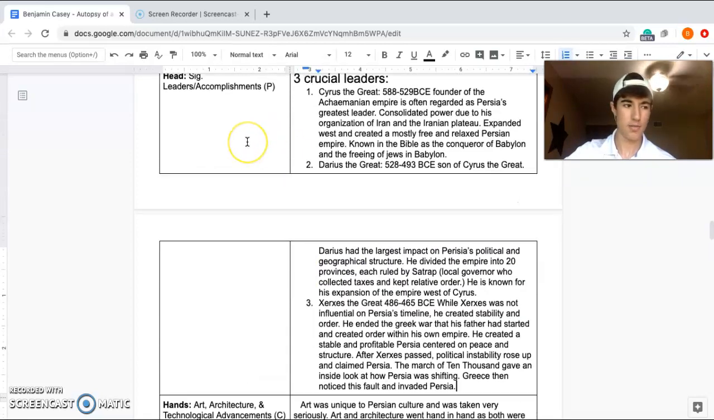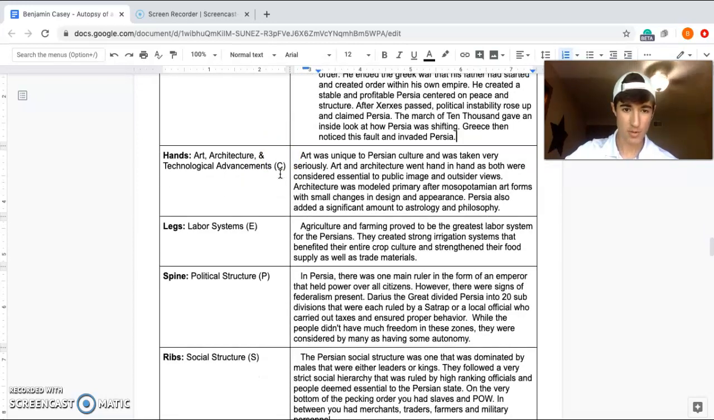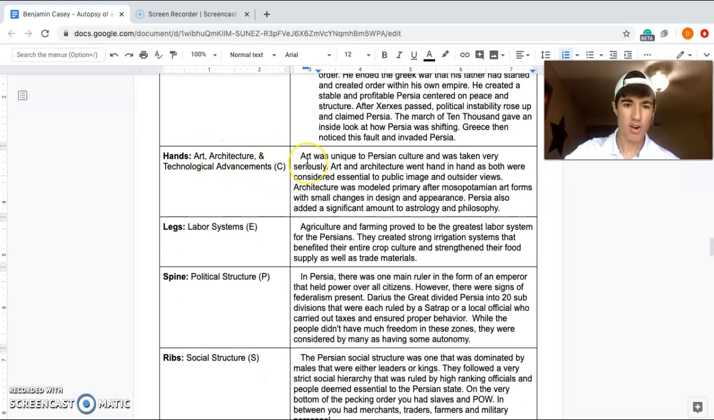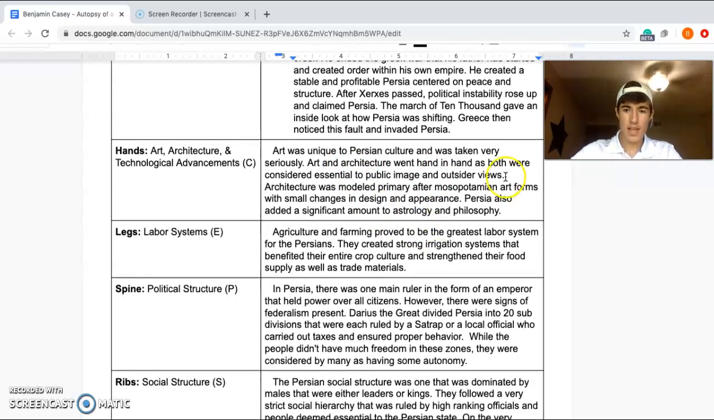So that is the biggest information of Persia that you can come up with. When you look at their art and architecture, it was a very artistic culture. Art and architecture were both taken very seriously. Temples and palaces were both constructed with a great degree of attention and detail, and they were mostly formed off of Mesopotamian art forms, with of course some small changes in design and appearance to make it their own.